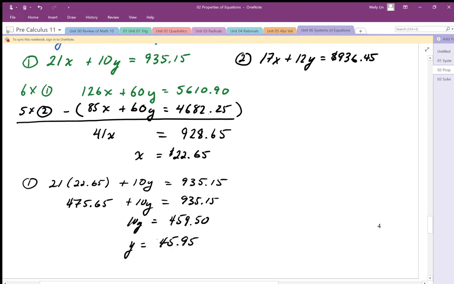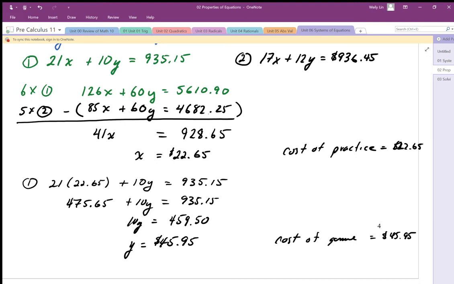So one game ball is going to cost $45.95. The cost of a practice ball equals $22.65, and the cost of a game ball works out to be $45.95.